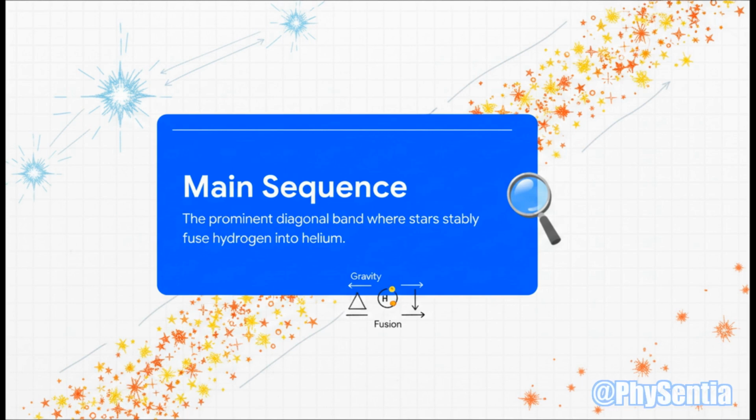It's their stable home. While they're here, they exist in what's called hydrostatic equilibrium, just peacefully fusing hydrogen into helium. The inward crush of gravity is perfectly, beautifully balanced by the outward push of nuclear fusion. But what about outside the main sequence? Well, that's where we find the extremes.